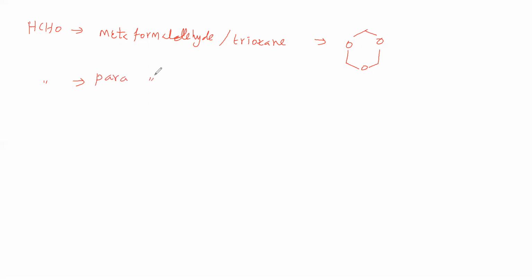Next, polymerization. Formaldehyde on polymerization gives metaformaldehyde. Metaformaldehyde. Another name is trioxane. Trioxane formula is so and so. Next, formaldehyde undergoes polymerization to give paraformaldehyde. What is the formula of paraformaldehyde? Paraformaldehyde is this one.